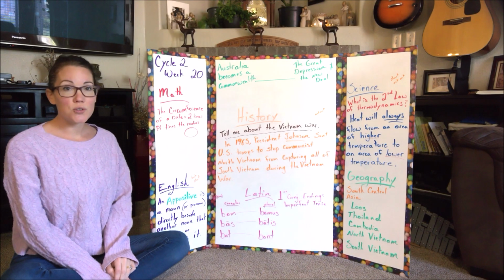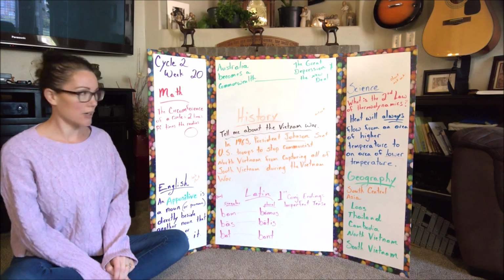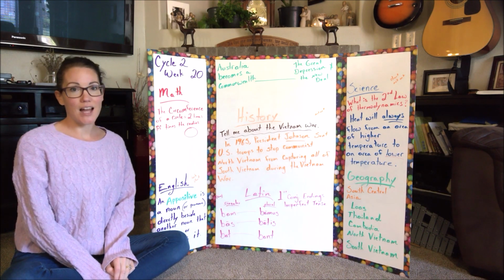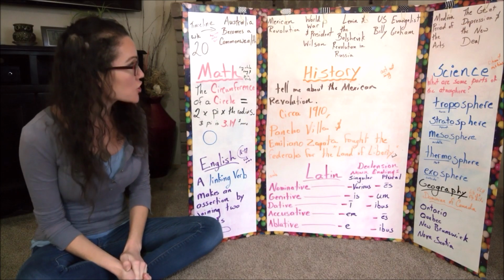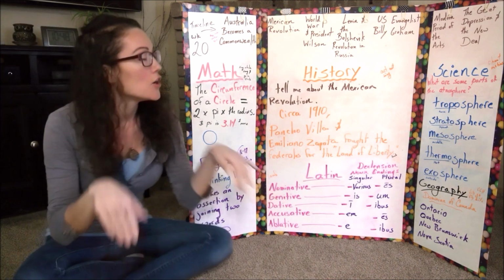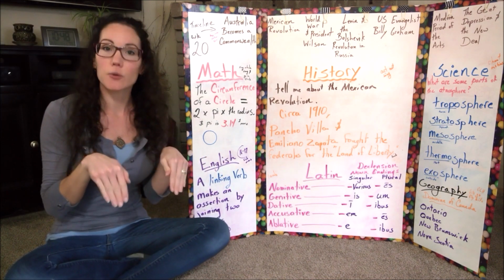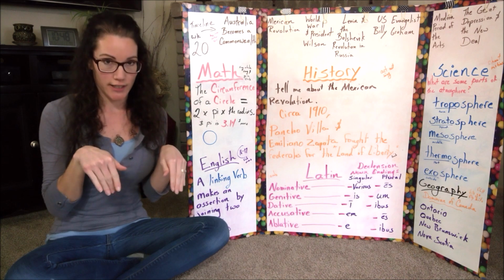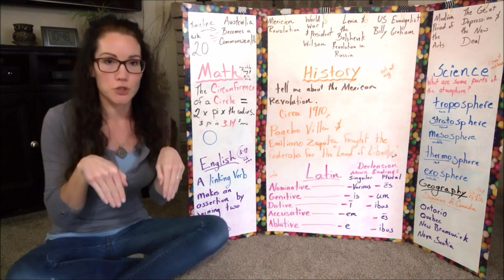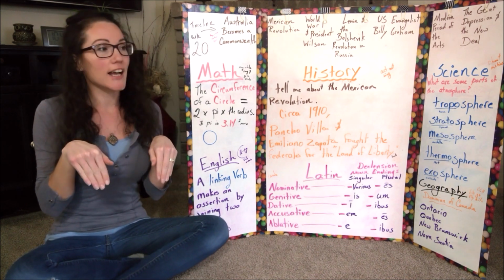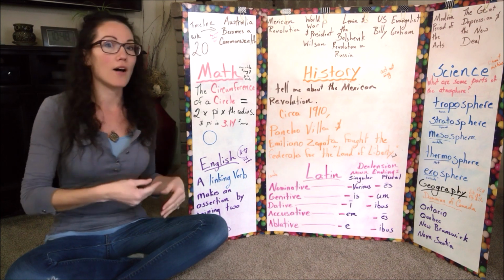CC, Cycle 2, Week 20, New Memory Work. Timeline and Math. Timeline. Australia becomes a Commonwealth. We're going to hop like kangaroos for Australia, so we'll all be standing up and we'll just be hopping for Australia, and then becomes a Commonwealth.